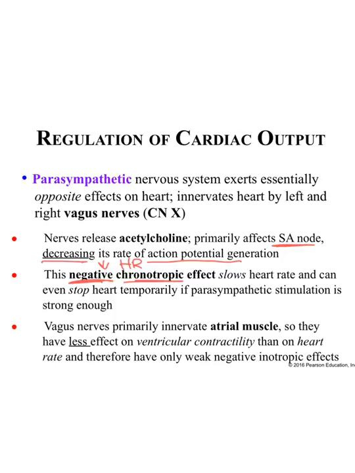Vagal nerves innervate atrial muscles more than they do the ventricles. Therefore, parasympathetic has a lot greater effect on heart rate and therefore chronotropic, and very little effect on inotropic, or things that affect stroke volume, because that's affected more by the ventricles.